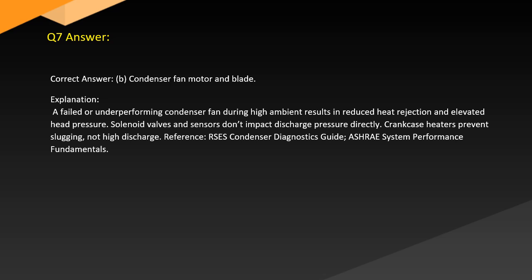Answer. Correct answer: B. Condenser fan motor and blade. Explanation: a failed or underperforming condenser fan during high ambient results in reduced heat rejection and elevated head pressure. Solenoid valves and sensors don't impact discharge pressure directly. Crankcase heaters prevent slugging, not high discharge. Reference: HVACR Condenser Diagnostics Guide. ASHRAE System Performance Fundamentals.